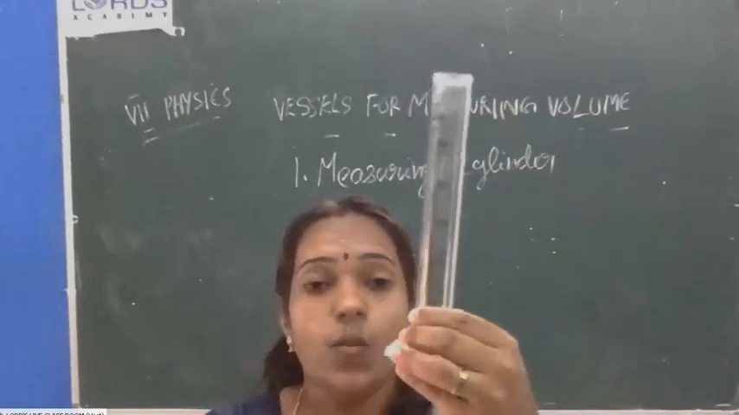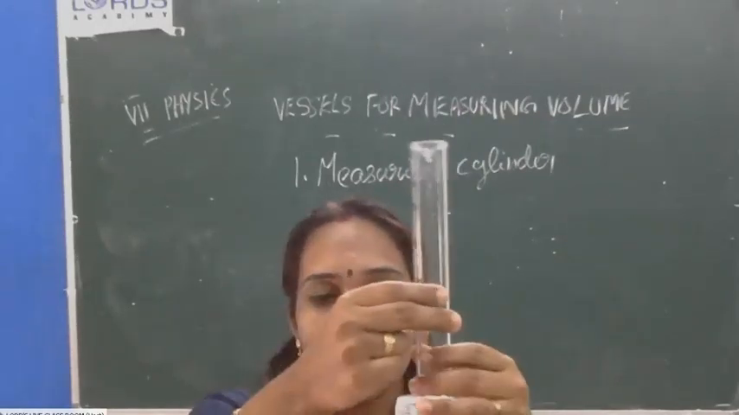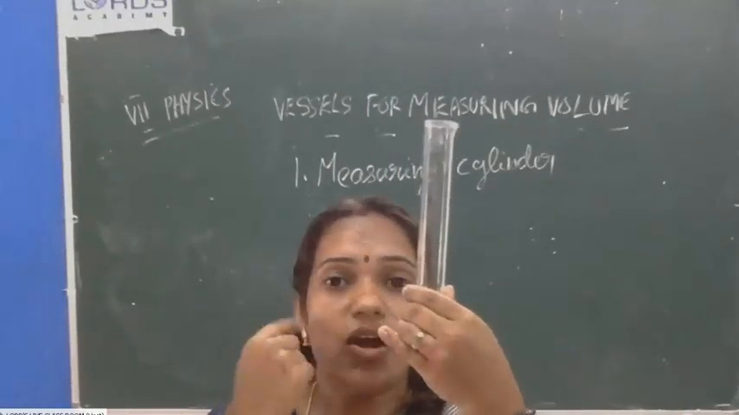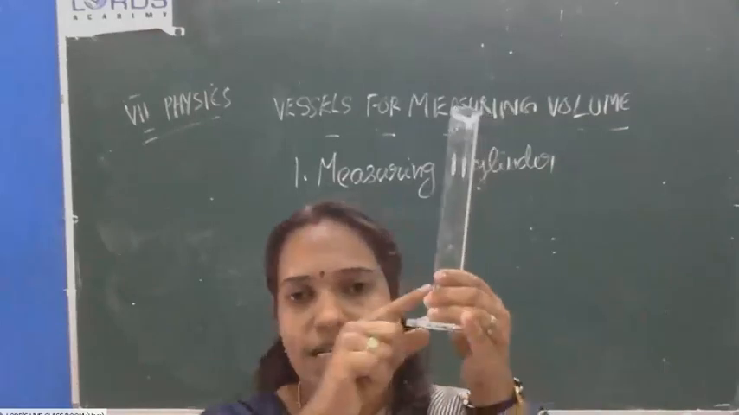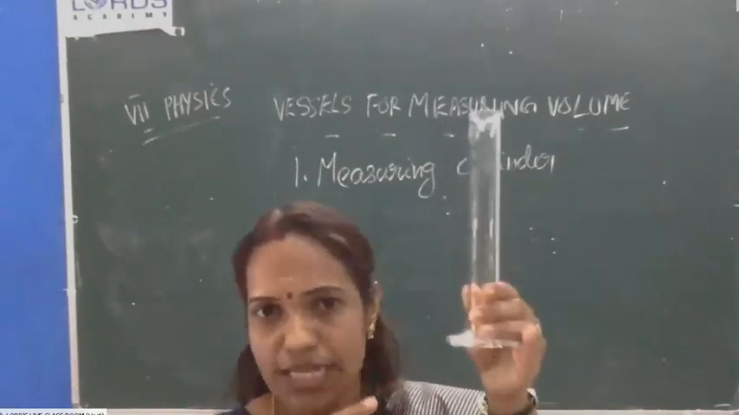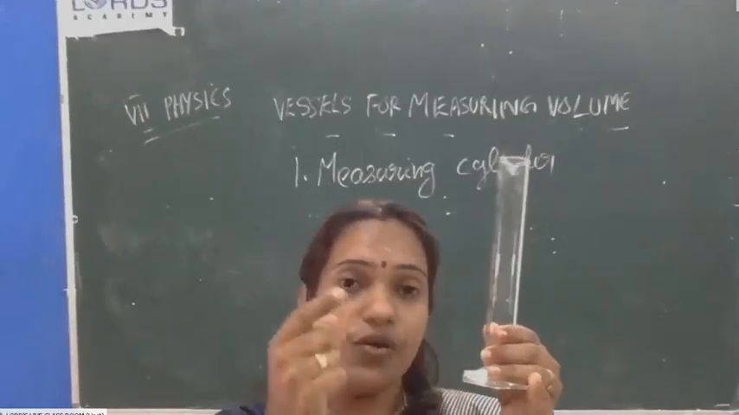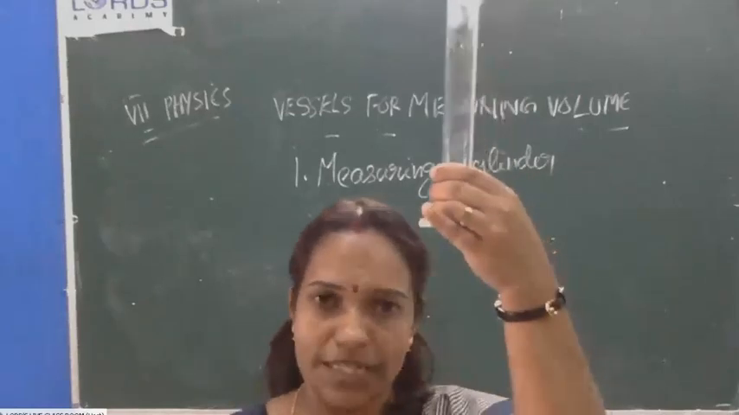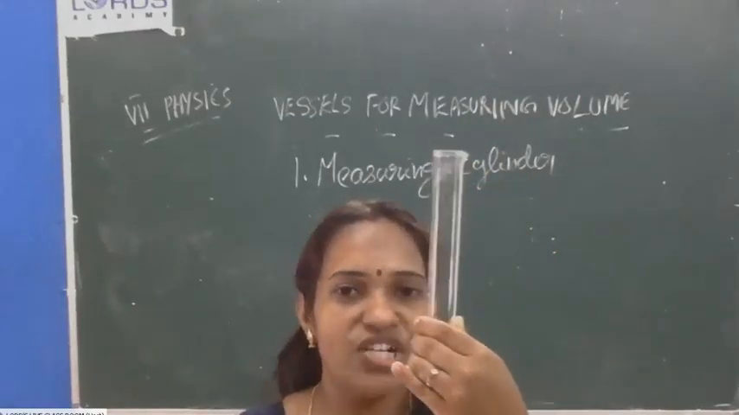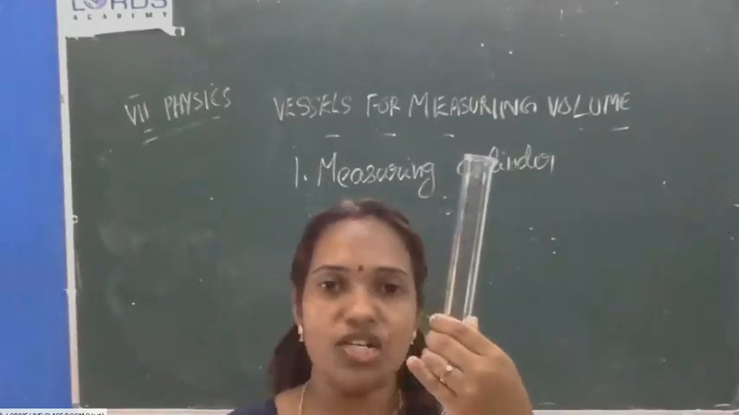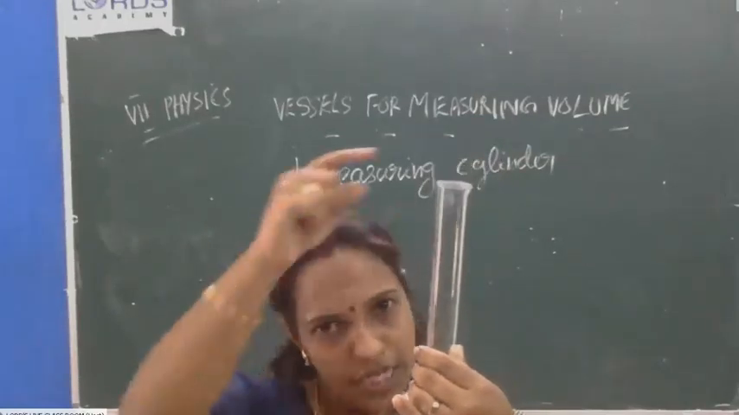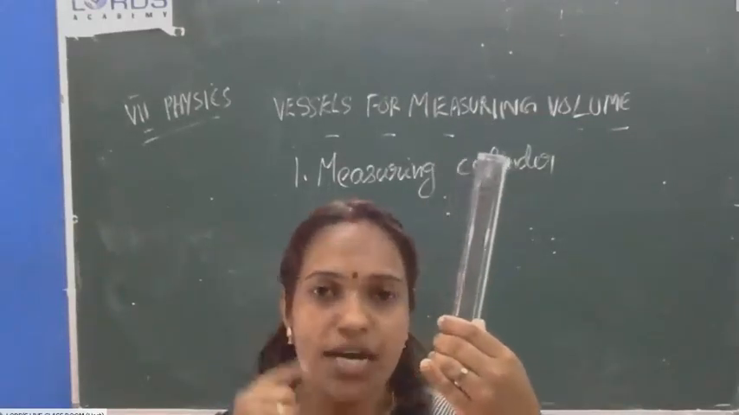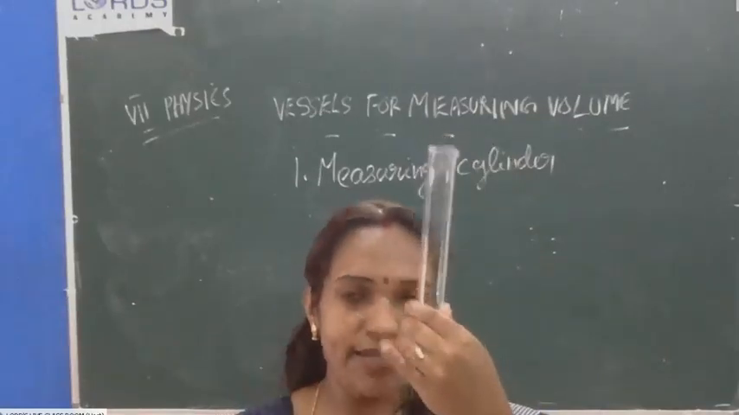One more thing, whenever you are taking a reading using a measuring cylinder, the reading and your eyes will be along the same line. Don't keep it down or keep it up. If you have to measure the volume of any liquid, take it in this measuring cylinder, and the reading and your eyes will be along the same line. Straight.